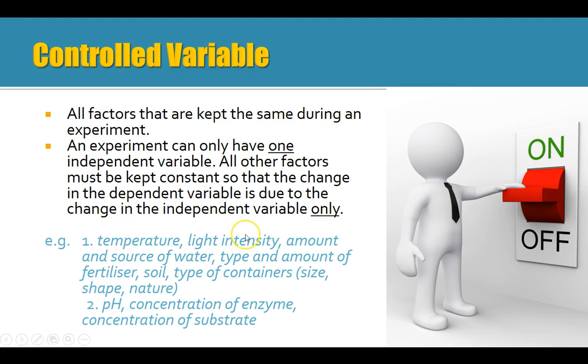So for example, if we're looking at our photosynthesis practical, we need to ensure that the temperature, the amount and source of water, the type and amount of fertilizer used, the soil, the type of containers, the type of plant, they're all the other variables that we need to make sure are the same so that the only variable that we're changing is the independent variable.